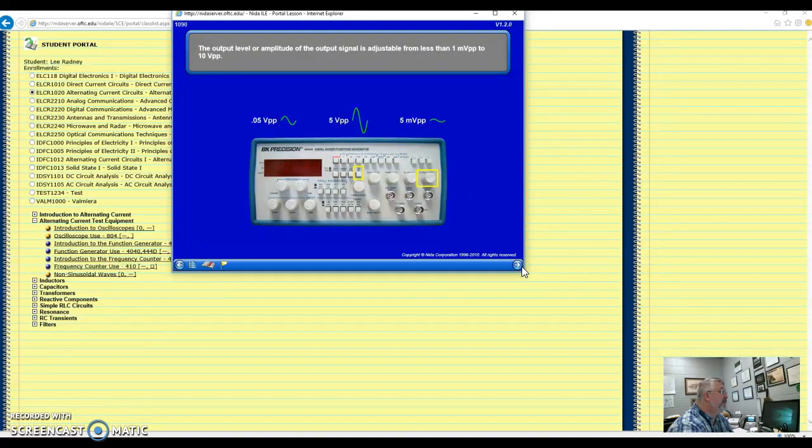And we can generally go from 1 millivolt peak to peak all the way up to 10. That's going to vary by the instrument. And we've got 2 or 3 different kinds of function generators out there. So again, your mileage may vary with the piece of equipment that you've got.